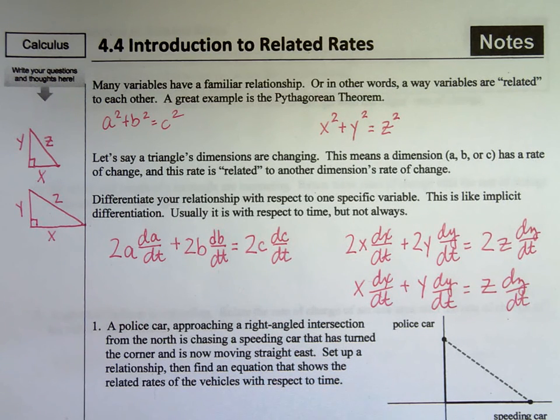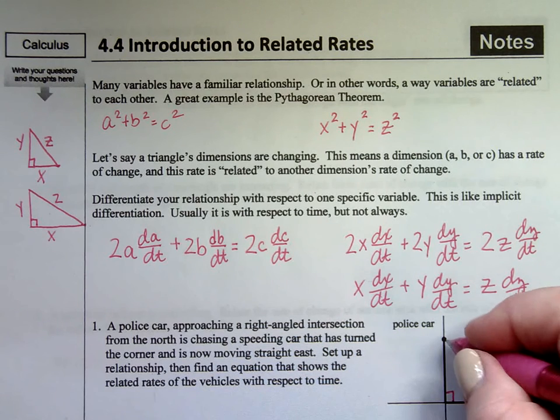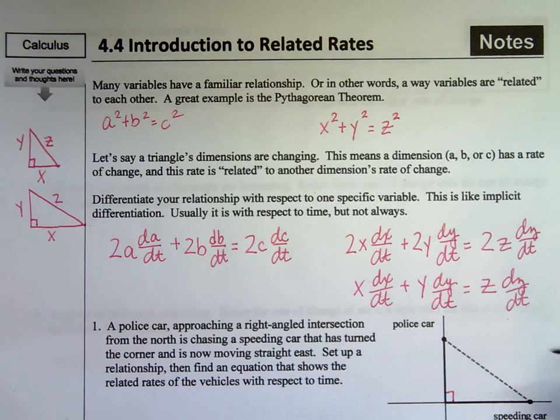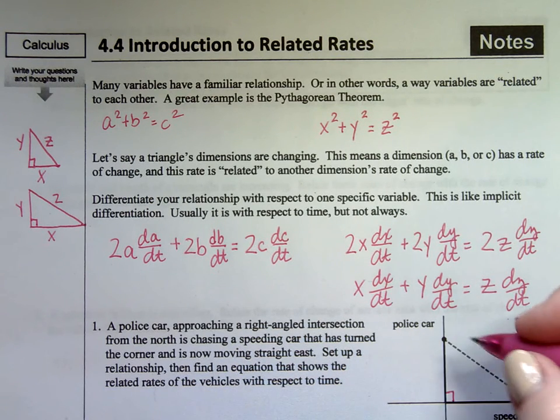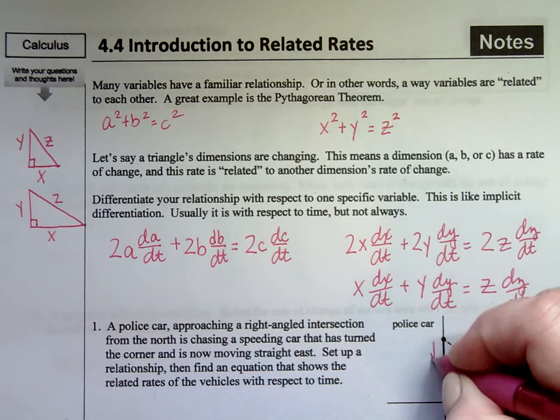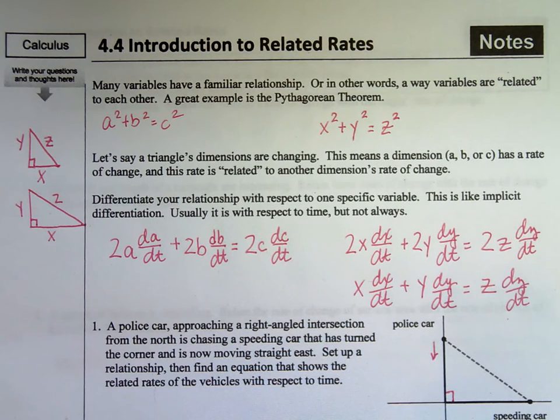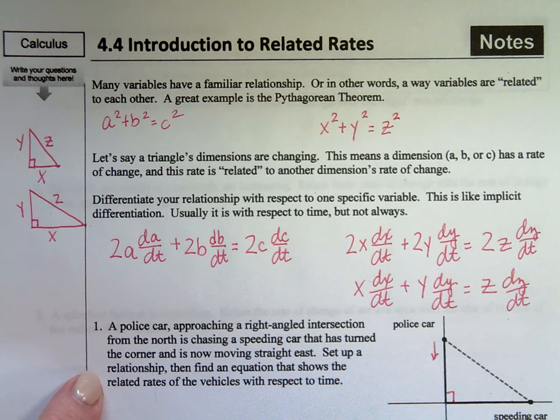So here's an example. A police car approaching a right-angled intersection from the north, here's my police car, is chasing a speeding car that has turned the corner and is now moving straight east. So the police car's coming this way. The speeding car's going this way. Set up a relationship and then find an equation that shows the related rates of the vehicles with respect to time.